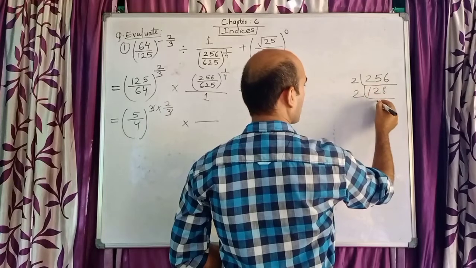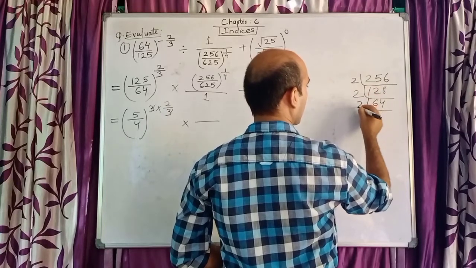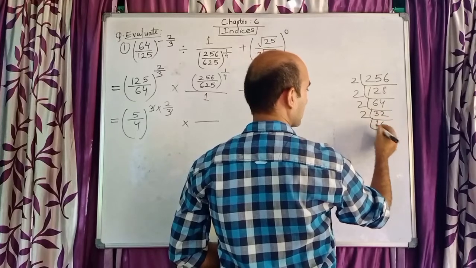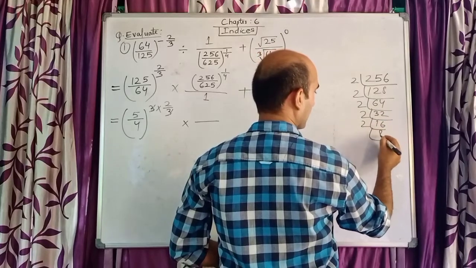Further with 2, 2 6s are 12, 2 4s are 8. Again with 2, 2 3s are 6, 2 2s are 4, 2 2s are 4, again 16. So this is so simple.